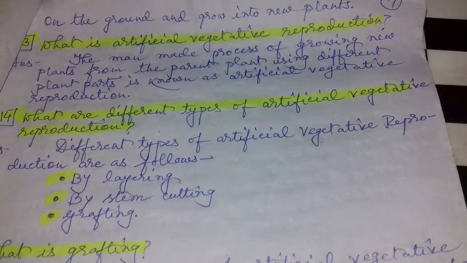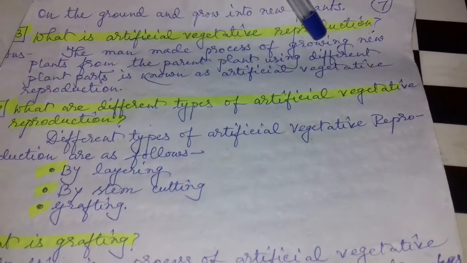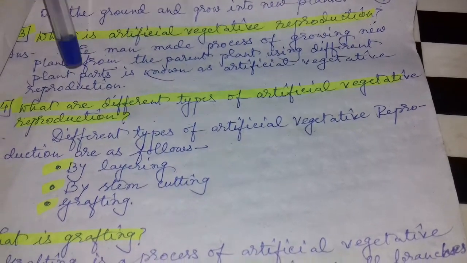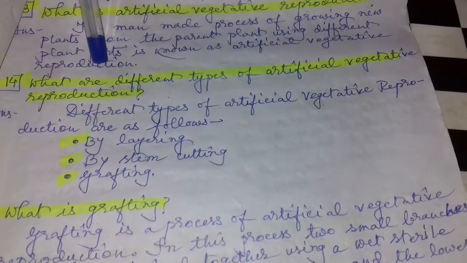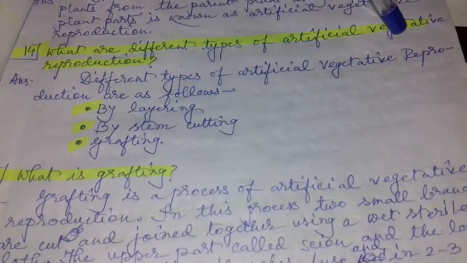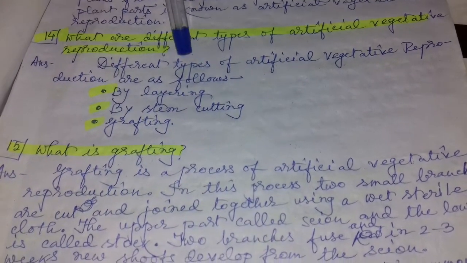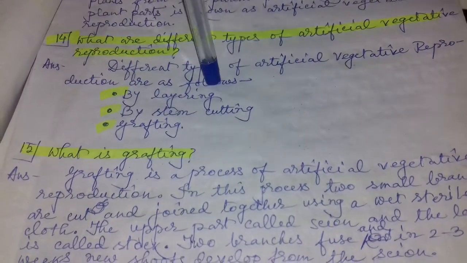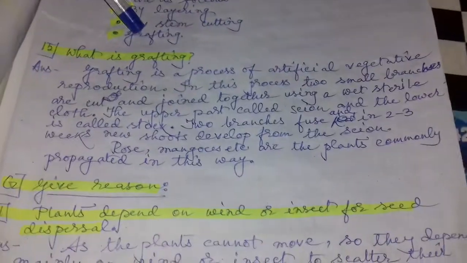What is artificial vegetative reproduction? The man-made process of growing new plants from the parent plant using different plant parts is known as artificial vegetative reproduction. Next question. What are the different types of artificial vegetative reproduction? Answer. Different types of artificial vegetative reproduction are as follows: by layering, by stem cutting and grafting.